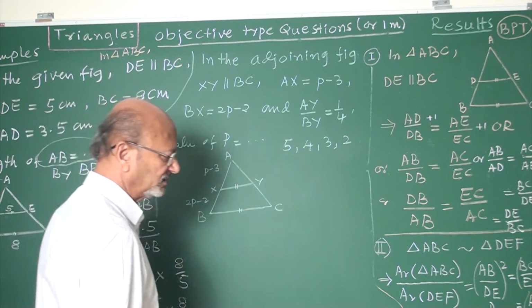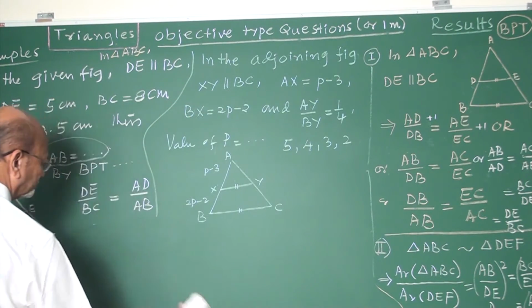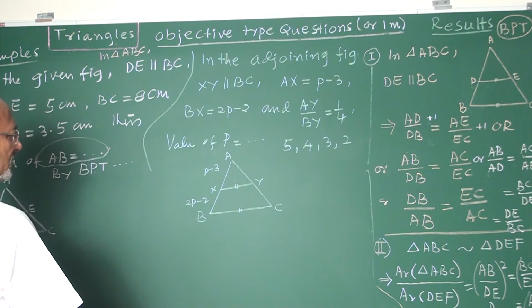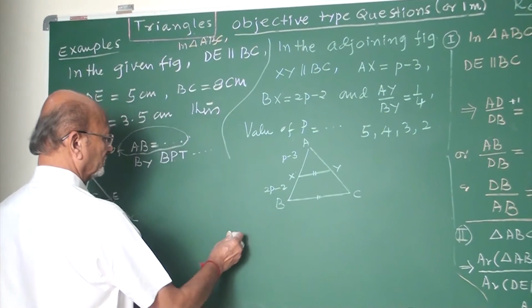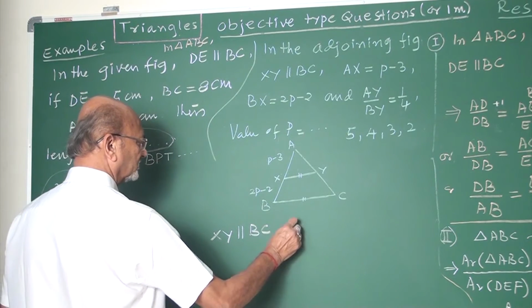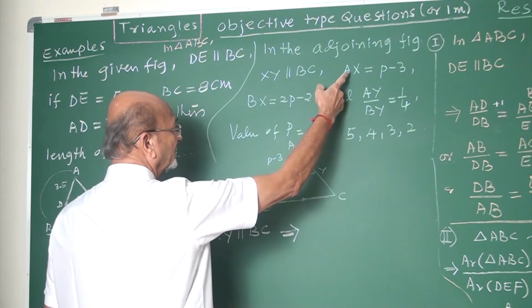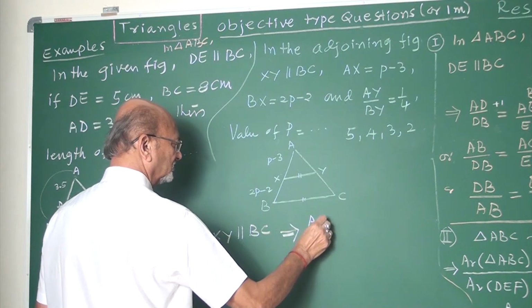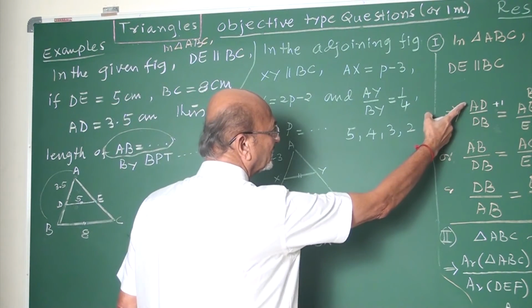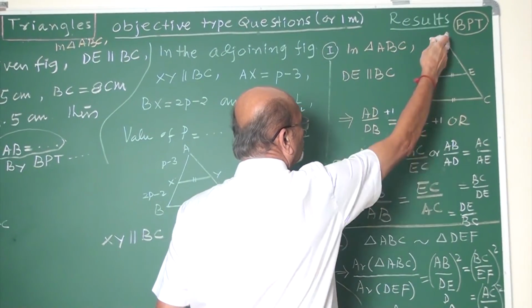Once again, you have to write the BPT result. By BPT result, XY is parallel to BC. First you have to write what? Given. What is given? AX is given, BX is given. This is AX upon BX equal to PC is taken. This is, my friend, AD upon DB equal to AE upon EC.